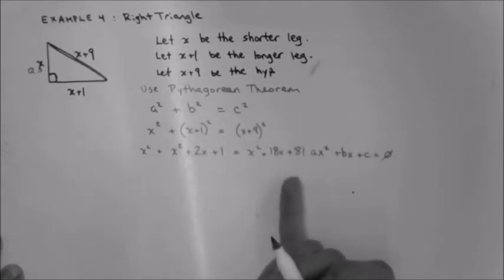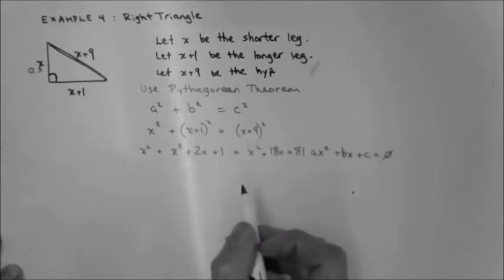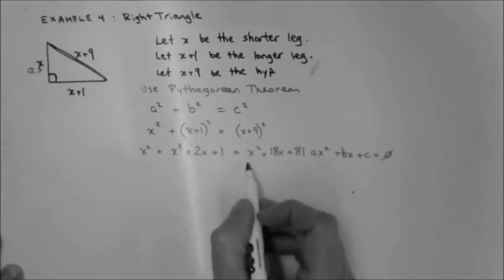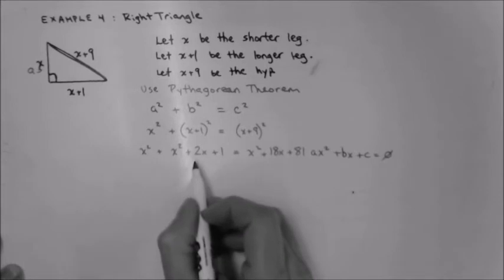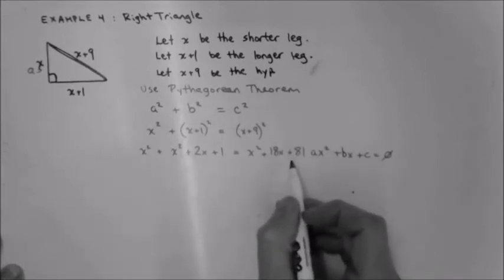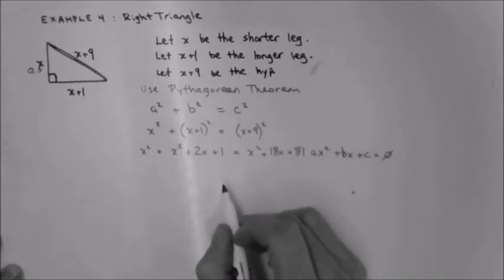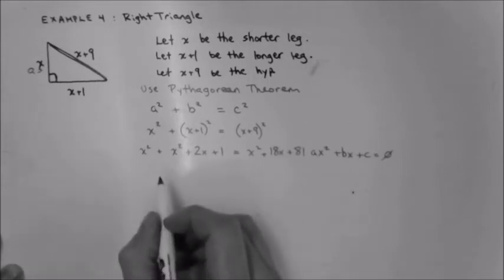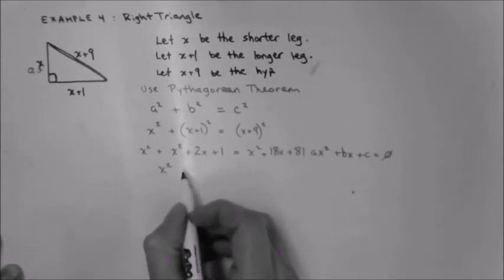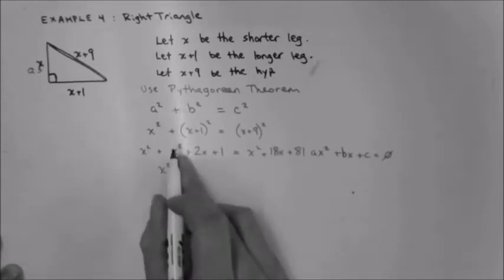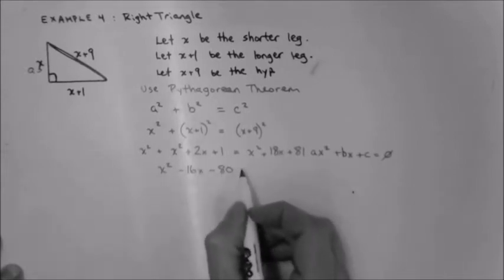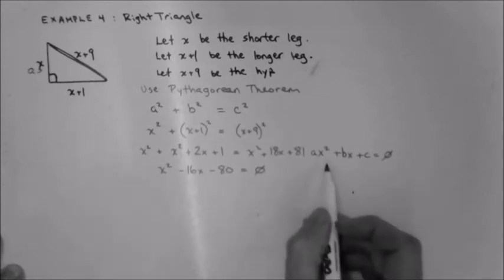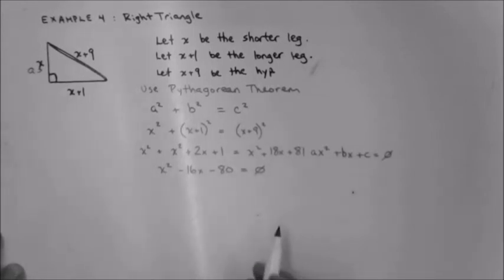Now I'm going to group my like terms. I'm going to move all these guys over by subtracting x squared from both sides, by subtracting 18x from both sides, and by subtracting 81 from both sides. And that's going to leave me with 1x squared minus 16x minus 80 equals 0. Okay, so we've gotten it into the right form, set it equal to 0, and now I can factor this.